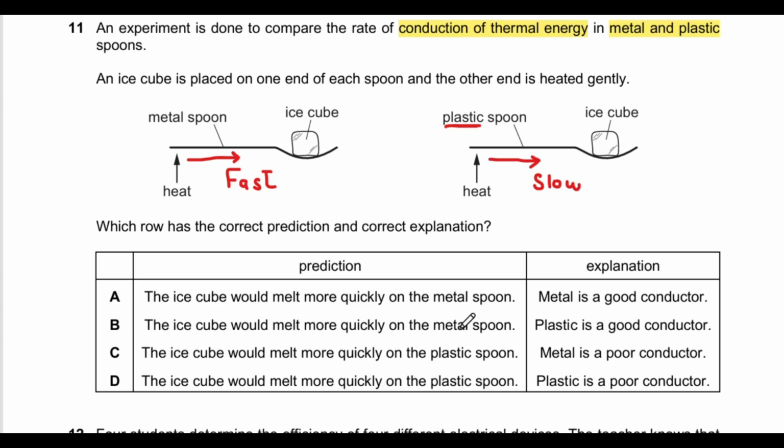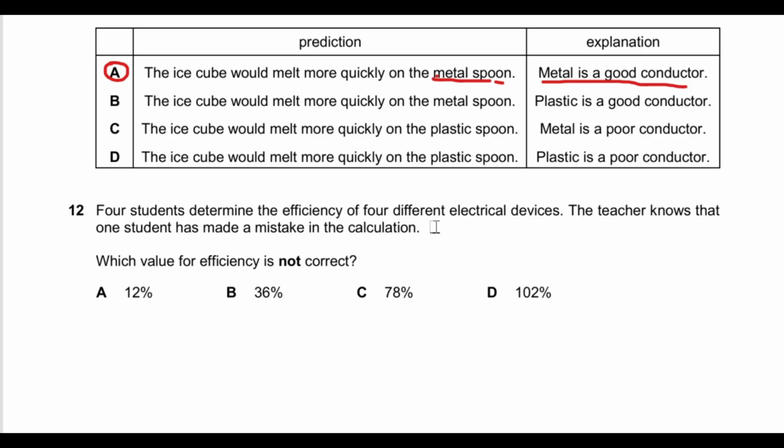So option number A, which says the metal is a good conductor so the ice cube on the metal spoon will melt fast, is correct. So option number A is the correct option. Next question says four students determine the efficiency of four different electrical appliances. One of them is wrong. Which student is wrong? So student number D is wrong because the maximum efficiency of any device is 100% and it can't exceed 100%. She has written 102, which is wrong.